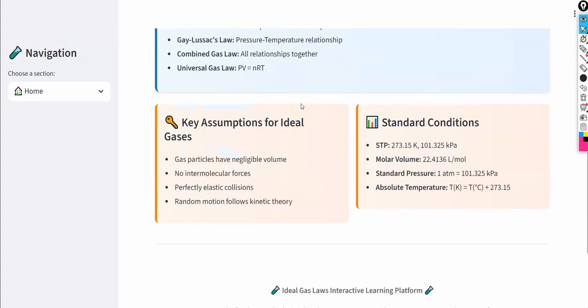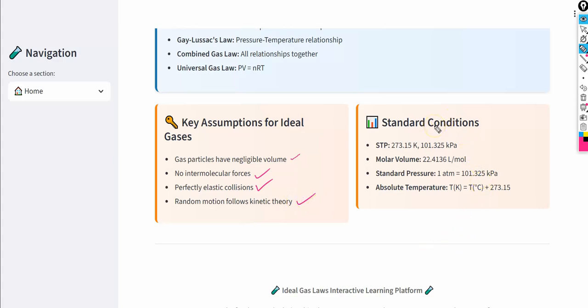Now here you have to remember the key assumptions for ideal gases. So the first one, gas particles have negligible volume, then no intermolecular forces, perfectly elastic collisions, and random motion that follows kinetic theory.